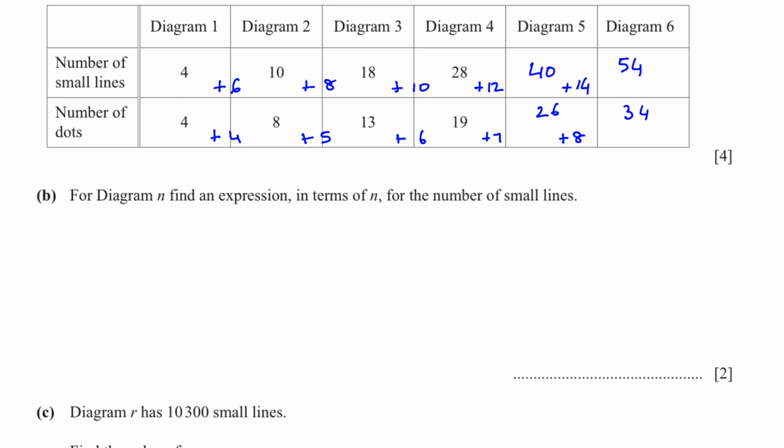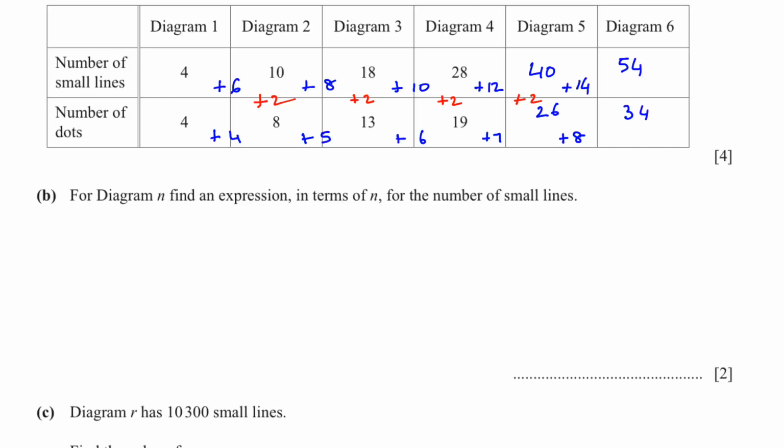In part B, for diagram N, find an expression in terms of N for the number of small lines. So these are the number of small lines and we have to find an expression. This is not a constant difference, so it's not an arithmetic sequence. You have one difference and then you have a second difference. So each time we are adding 2. 8 plus 2, 10, 10 plus 2, 12, 12 plus 2, 14. So this is a case of a quadratic sequence.